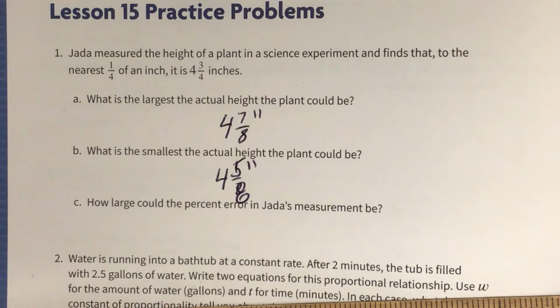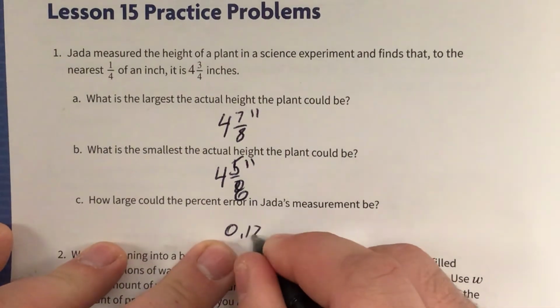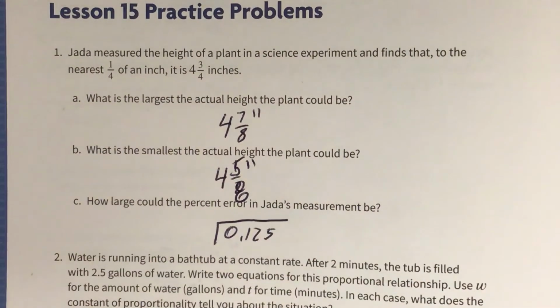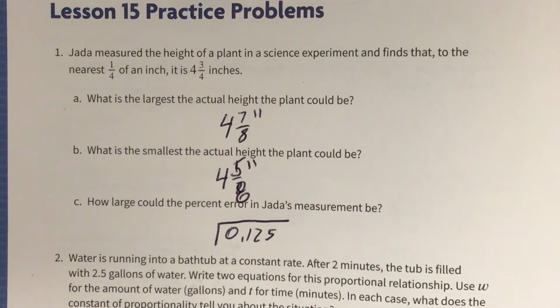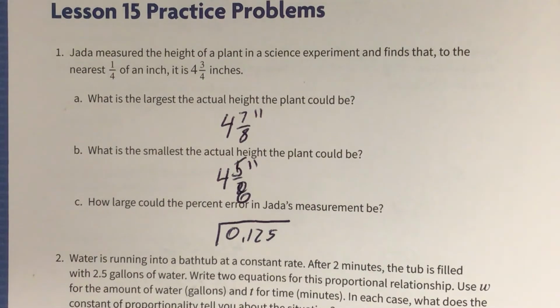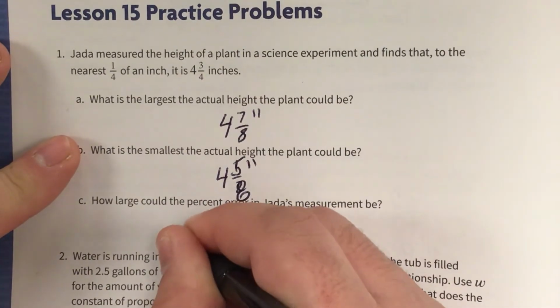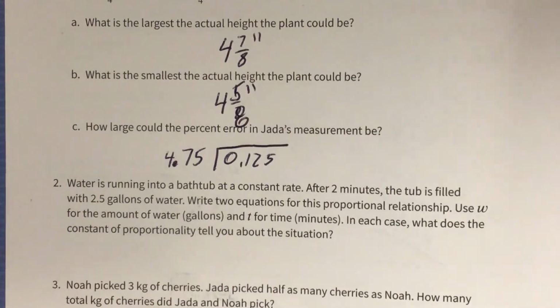Anybody remember 1/8 of an inch as a decimal? Because we're going to need it for C. 0.125 is correct. Divided by what was it actually? 4 3/4. What's that as a decimal? 4.75. And I'll let you divide that out. And then number 1 will be done there for you.